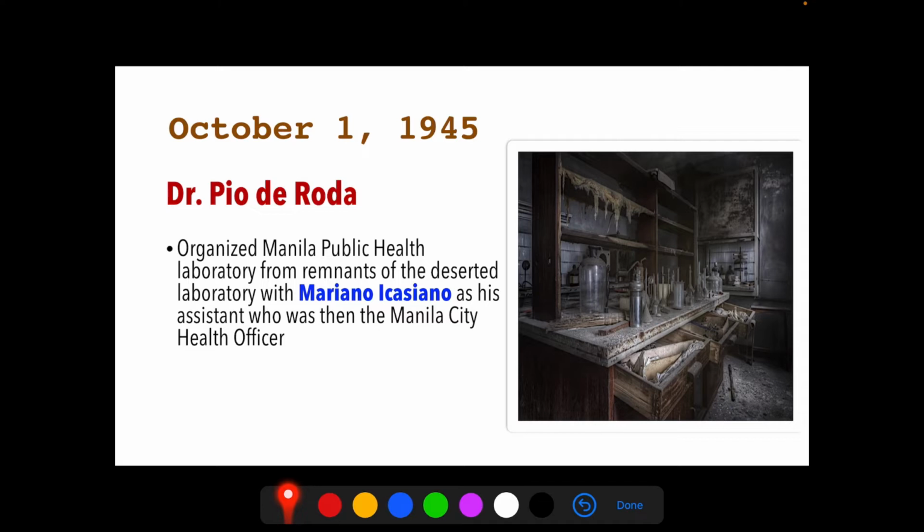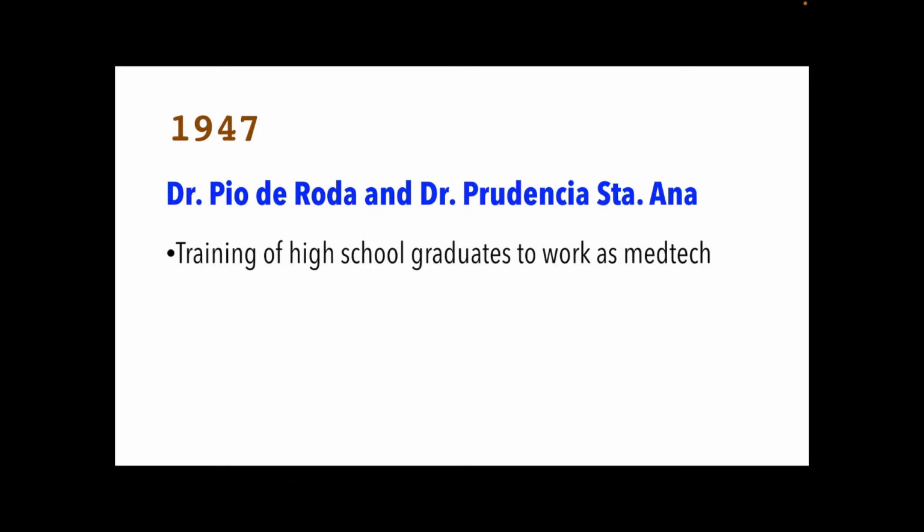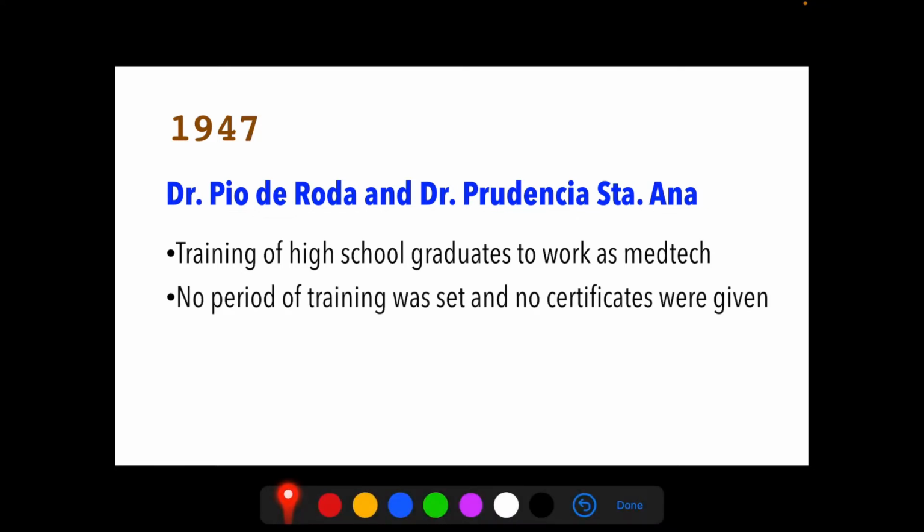Army left the country. And that's together with the Manila City Health Officer then, Mariano Icasiano, who served as the assistant of Dr. Pio de Roda. Next one, in 1947 also, together with Dr. Prudencia Santa Ana, Dr. Pio de Roda organized a training for the high school graduates who wanted to work as medical technologists. However, you have to take note that this training did not last long. And also, there was no period of training that was set and there were no certificates given that time.